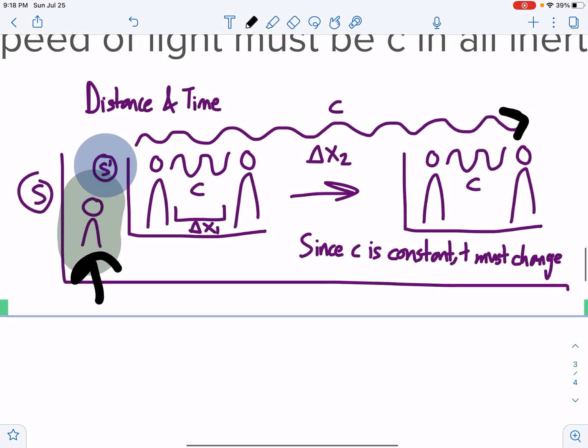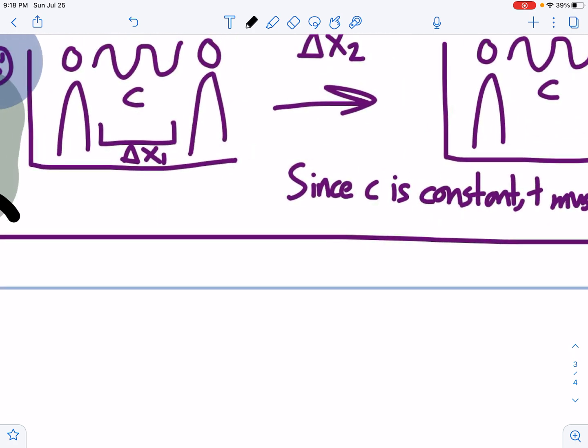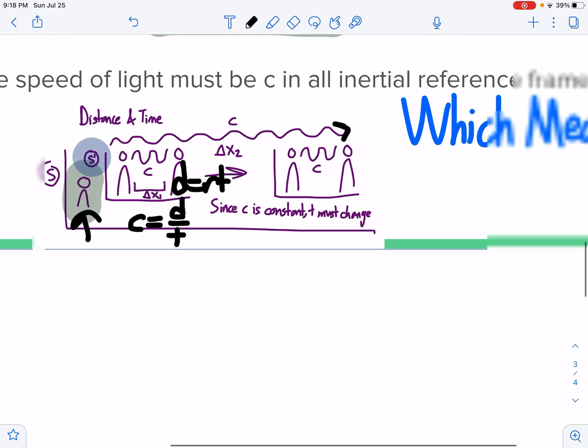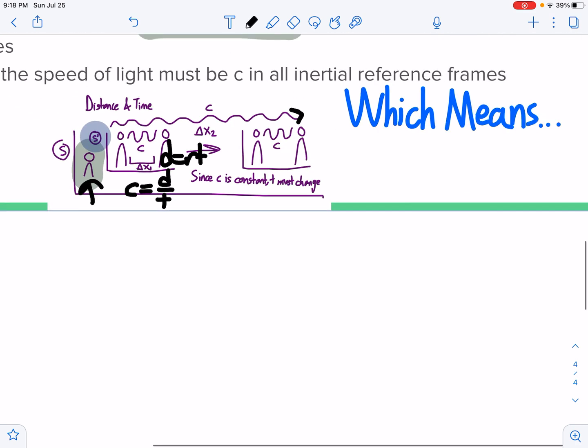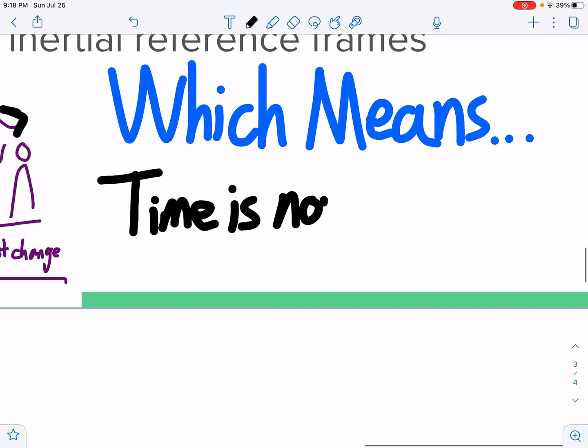So what does this mean? Since the speed of light is constant but the distance is different, and since the speed of light is equal to distance over time, this is just the derivation of the formula d equals rt, distance equals rate times time. We find that since c is constant, t must change. Therefore, time is not constant, which is the main finding of special relativity.